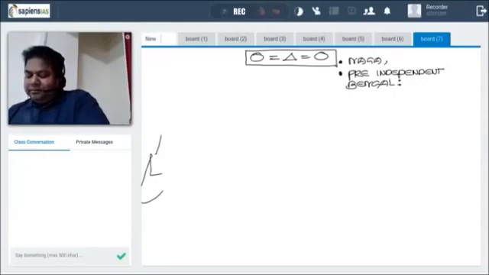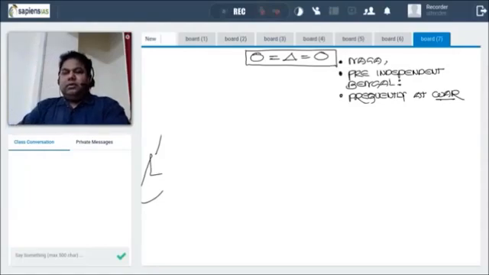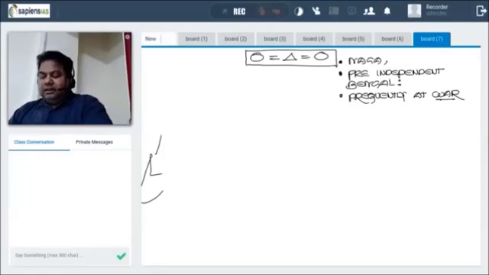Those societies are frequently at war. They practice polygyny. So why do most of the African communities practice polygyny?